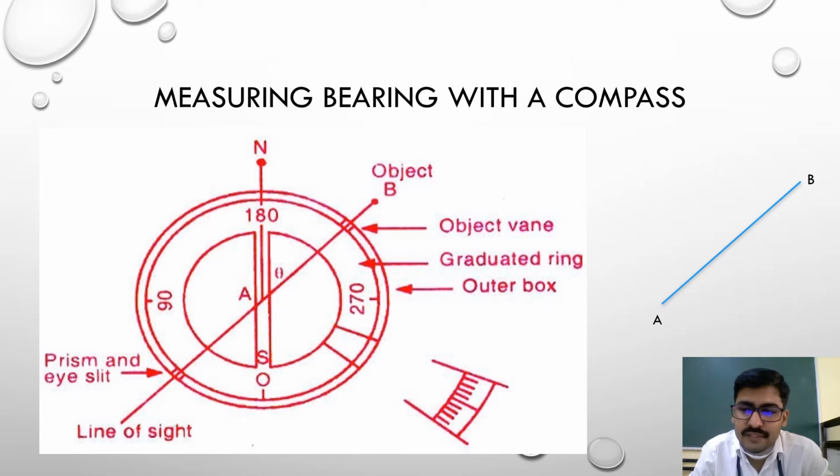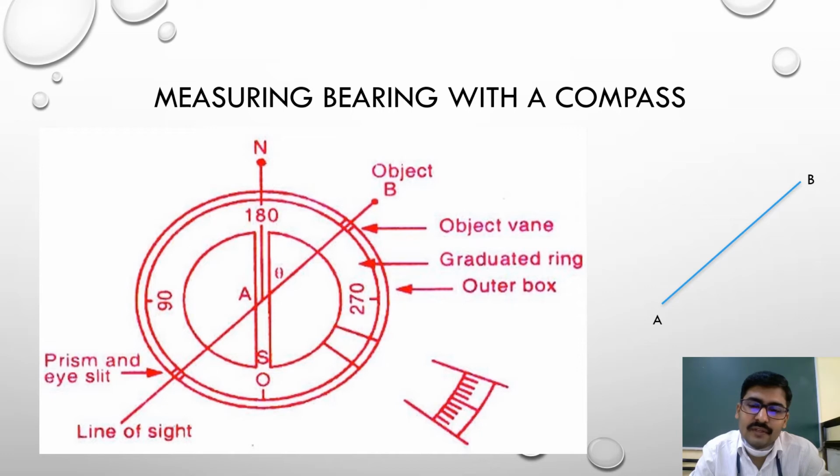So now, line AB is one thing. I want to measure the fore bearing of line AB. If I want to measure the fore bearing of line AB, then where should I keep the compass? Definitely at point A. So keep the compass at point A.